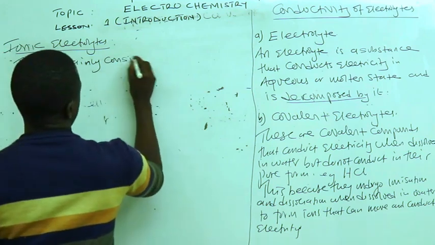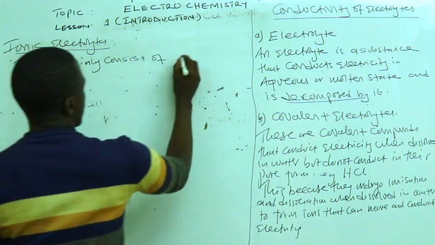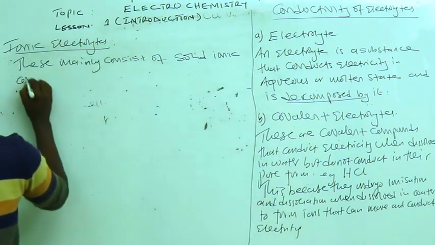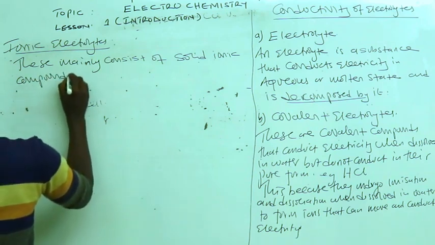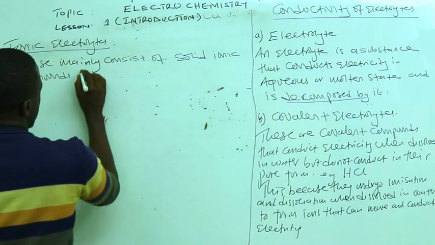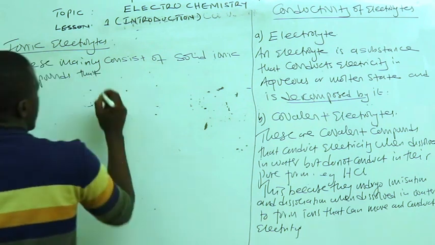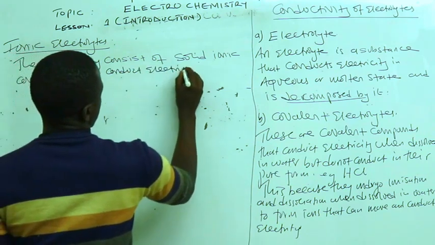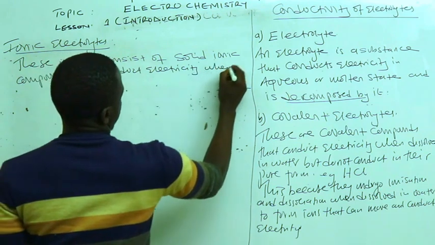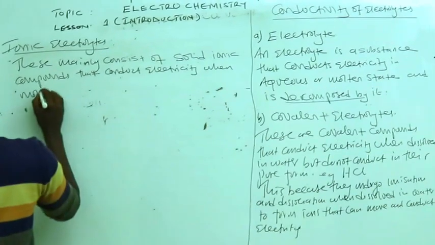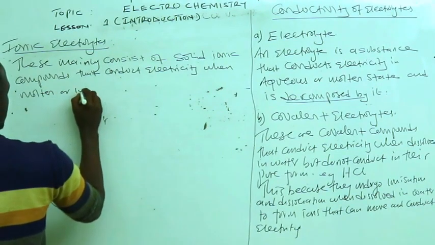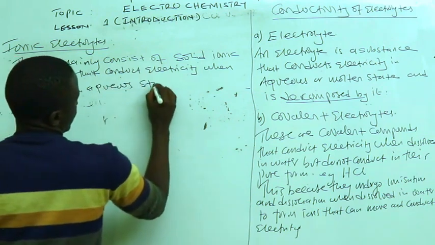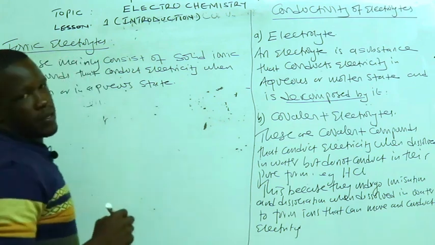So we shall be saying that ionic electrolytes mainly consist of solid ionic compounds that conduct electricity when molten or in aqueous state.